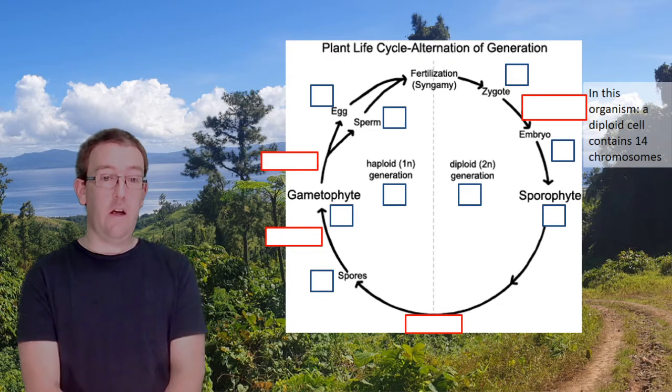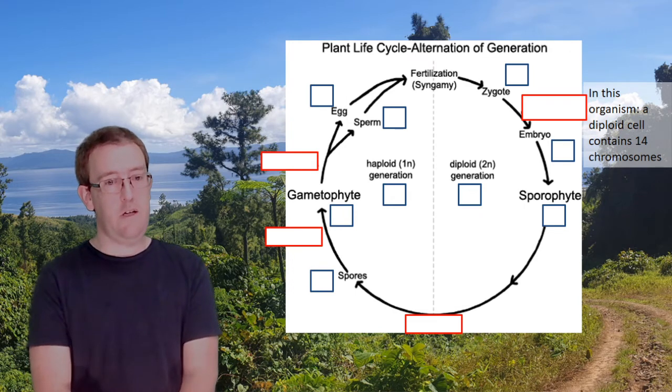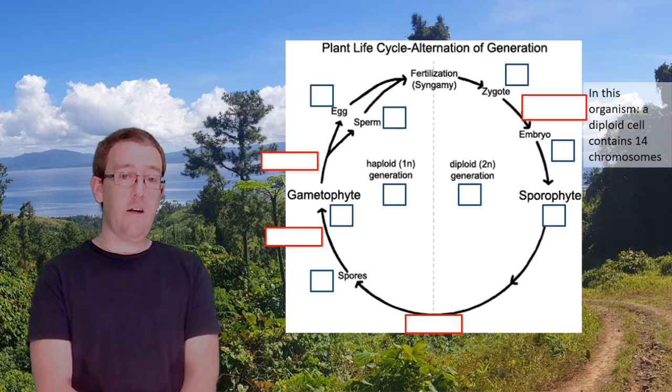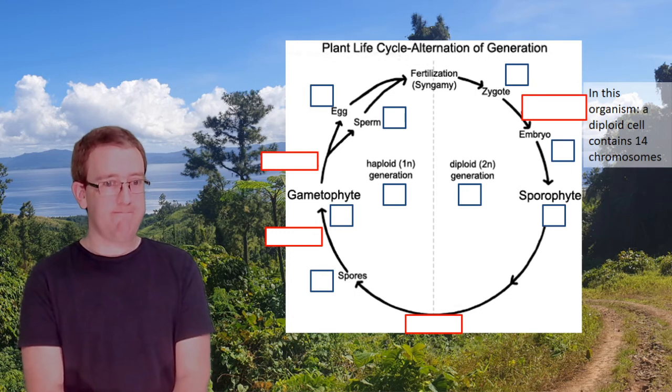So pause the video here. If it's a blue box, it's a number. If it's a red box, it's a process, mitosis or meiosis. So correct numbers in the blue boxes, please, and correct words, mitosis or meiosis, in the red boxes. Pause video now.